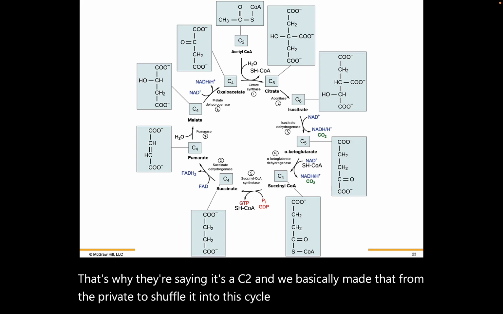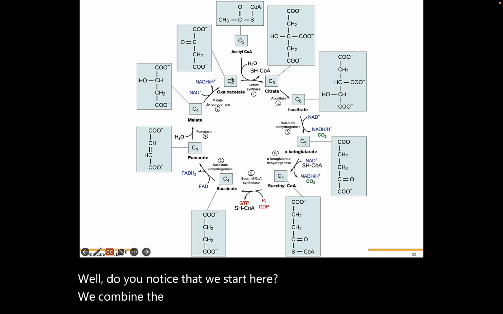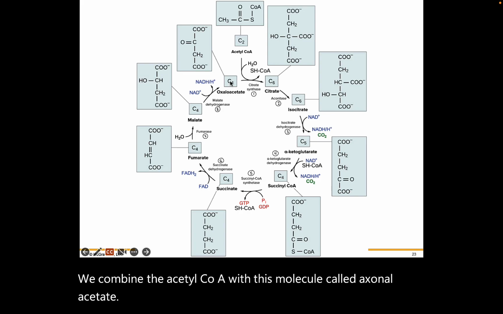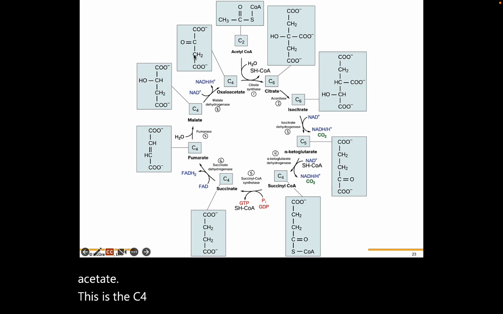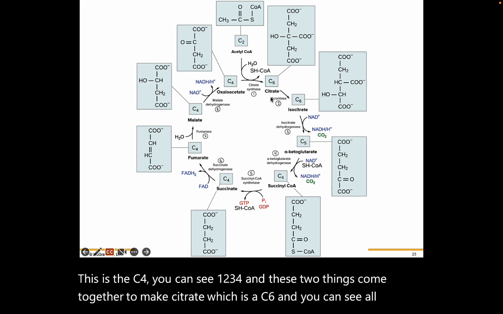Why do we call it a cycle? Well, do you notice that we start here? We combine the acetyl-CoA with this molecule called oxaloacetate. This is a C4. You can see 1, 2, 3, 4. And these 2 things come together to make citrate, which is a C6. And you can see all those carbons there.